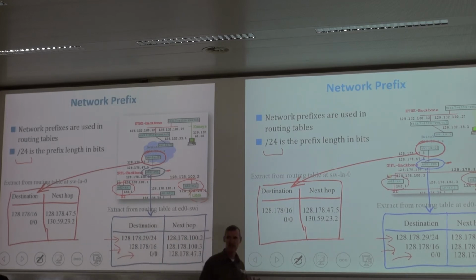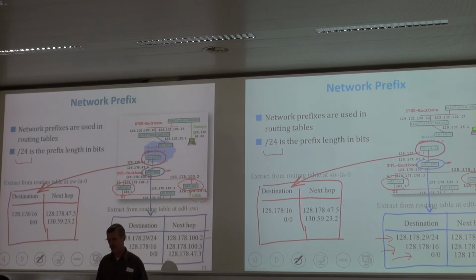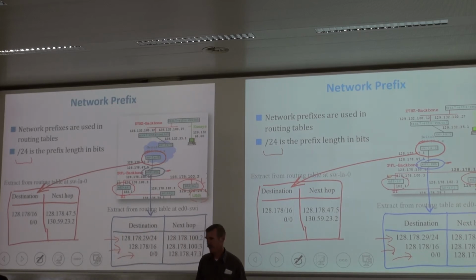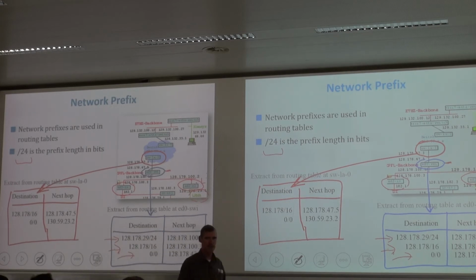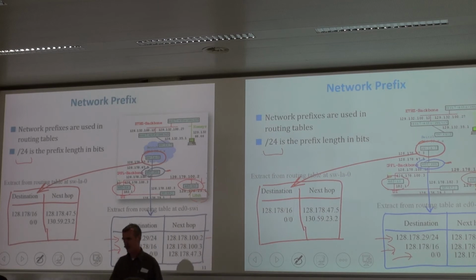Now, what do those 3 lines mean? Well, because we do longest prefix match, if we receive a packet, we analyze the destination address. If the destination address matches the first line, we go to this green router, in this direction. Otherwise, if it doesn't match the first line, we look at the second line. So, for example, if we have a packet to 128.178.182.1, it will not match the first line. It will match lines 2 and 3. We look at the longest match, which is the second line, and we will go to this router.